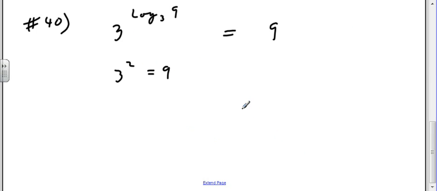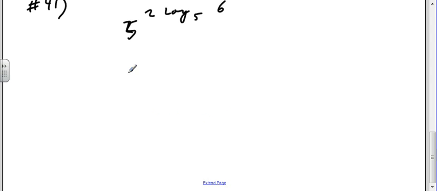Ooh, 41. 5 raised to 2 times log base 5 of 6. So that's going to be 5 raised to log base 5 of 36, which is going to be 36.